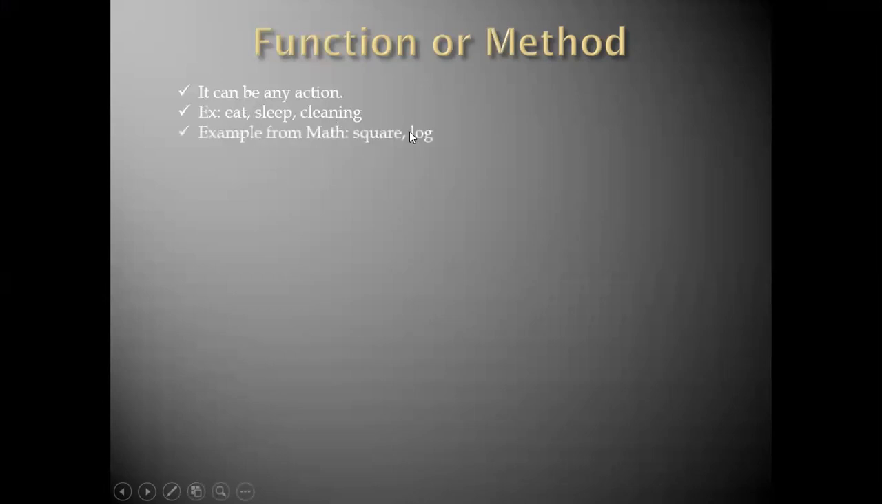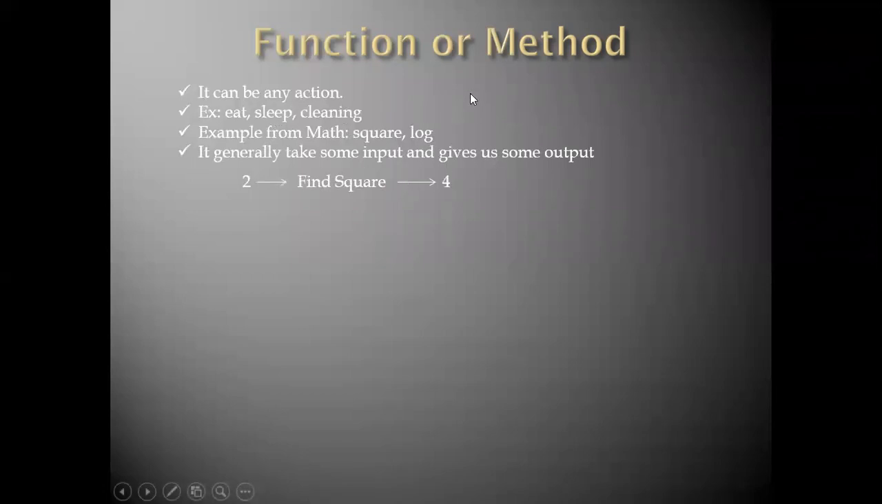For example in math, what are the methods we have? We have the square method. What does it do? The square method multiplies a number by itself. If I give 4 here, what is the output I'm going to get? Square of 4, 4 into 4, 16. That's right. So a method generally takes some input and gives some output. So if 2 is the input, and you go through the method find square, the output is going to be 4. Likewise, if you eat a sandwich, you may not give some output immediately.